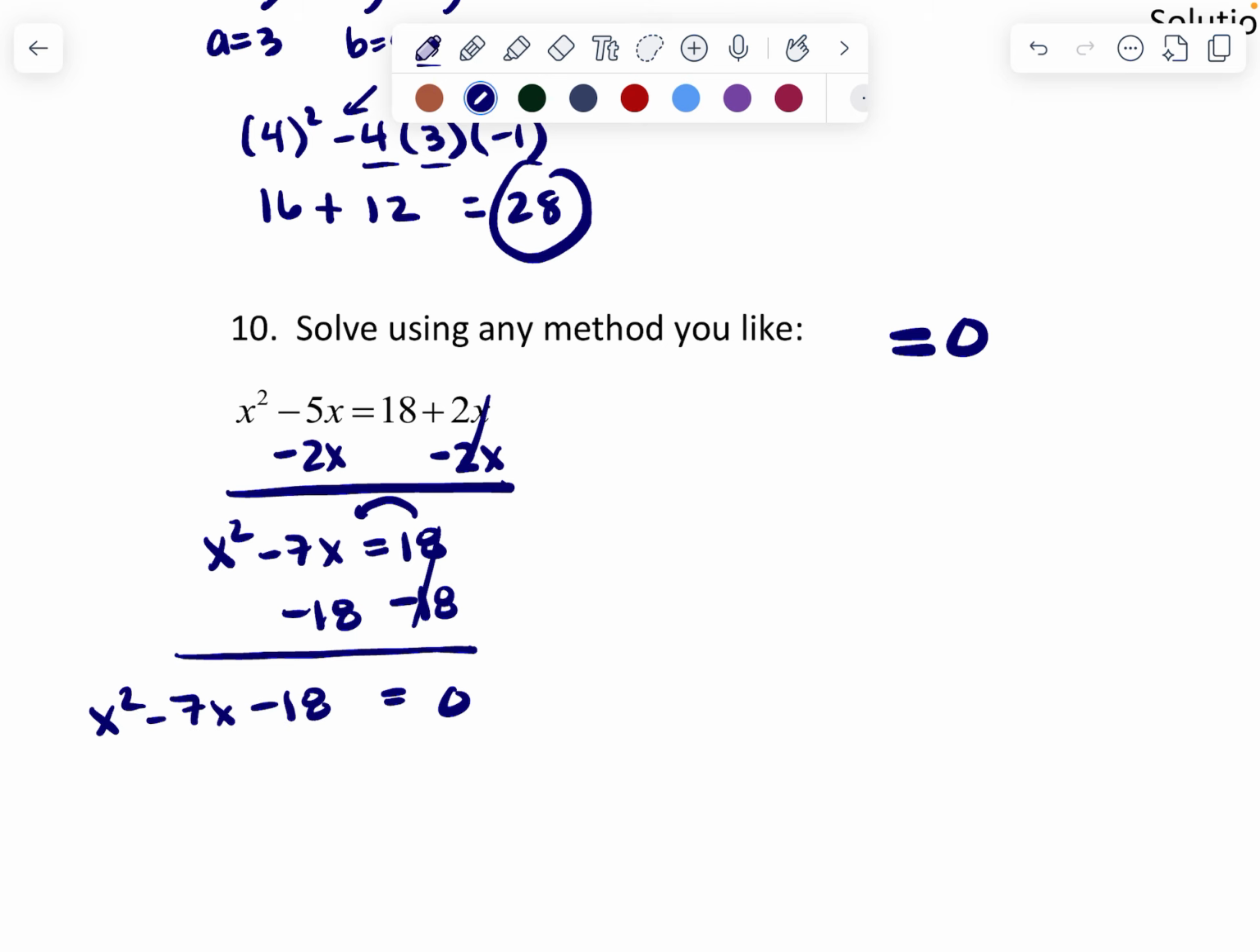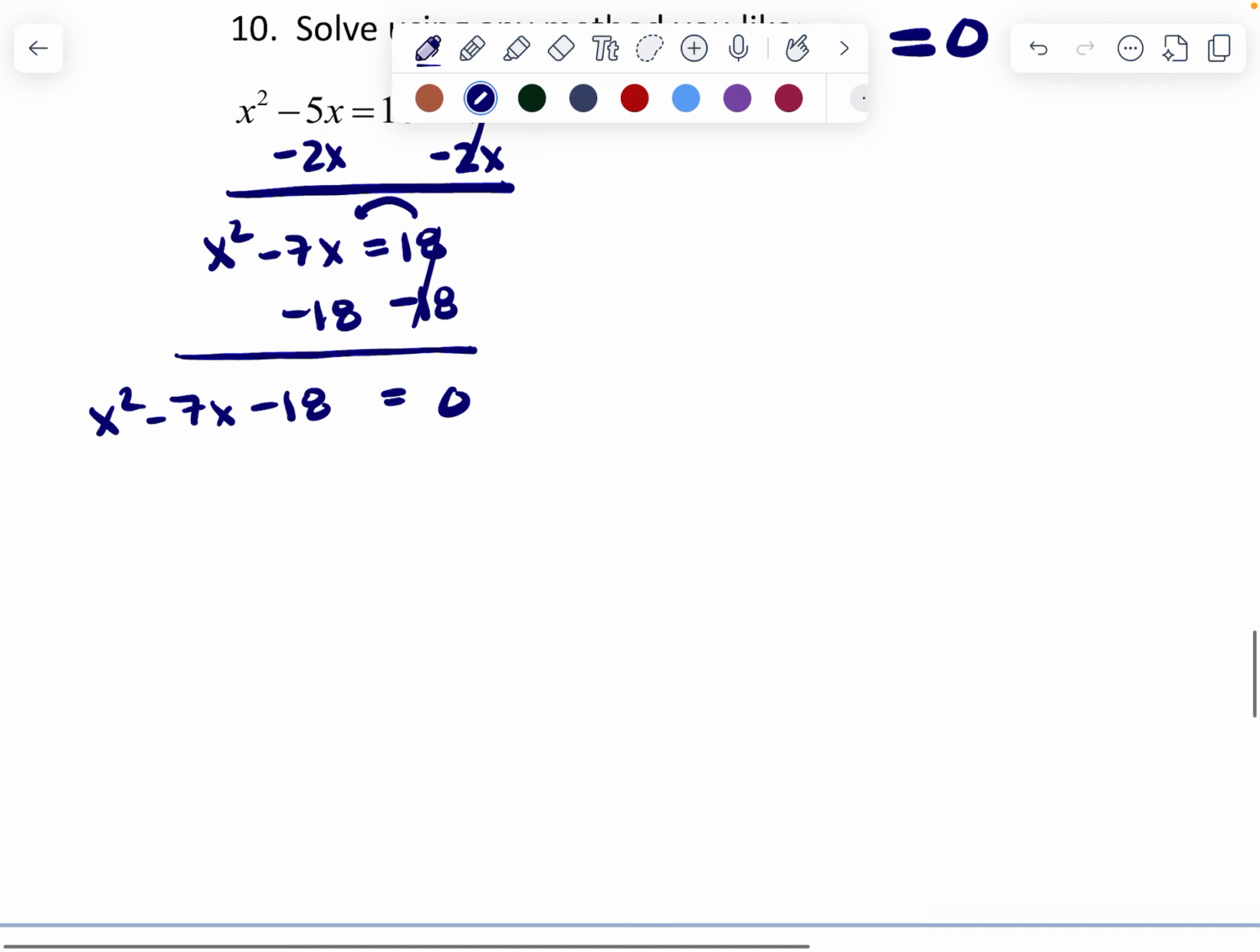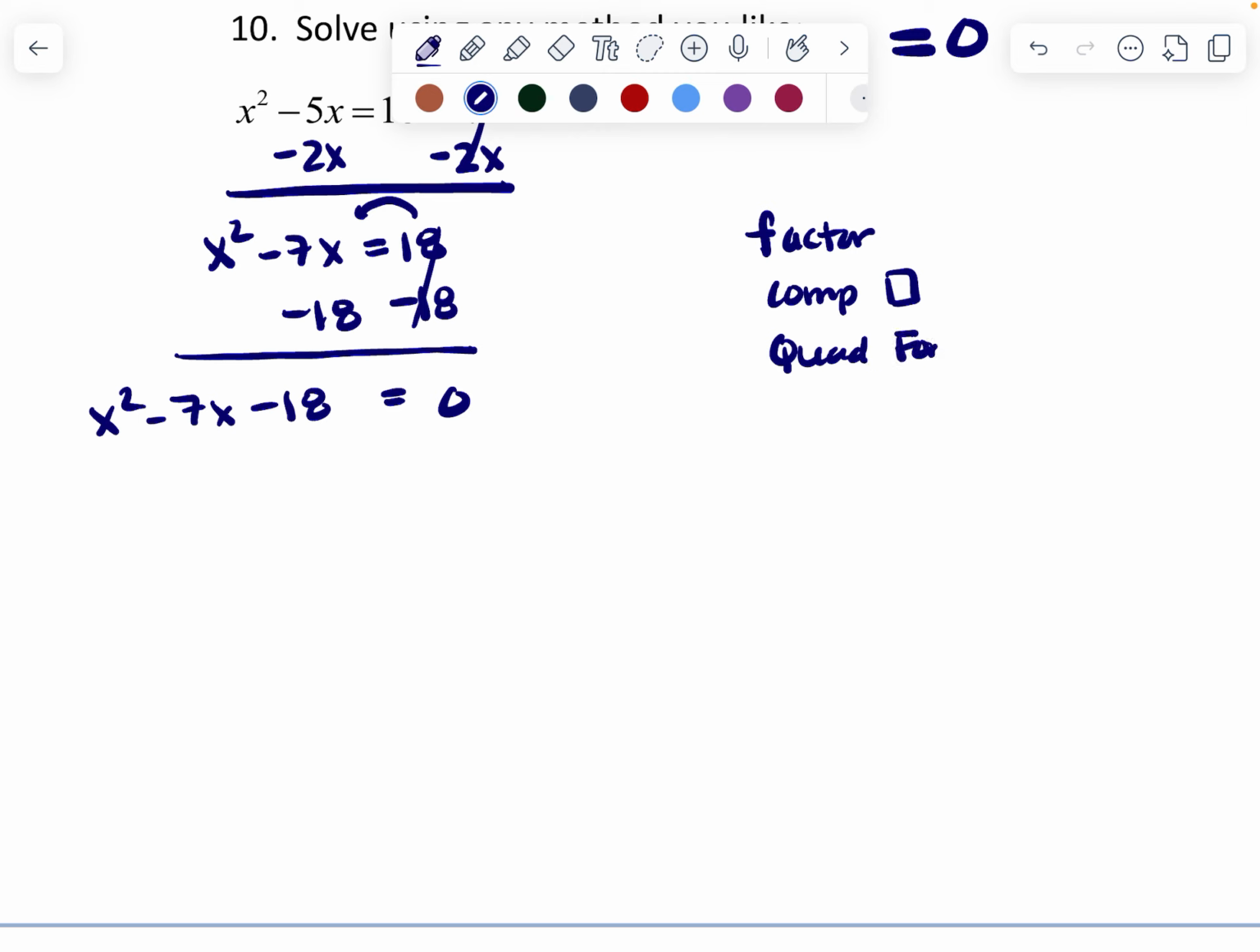Okay, now look, how do you want to solve this problem? You have choices. You can try to factor, you can complete the square, you can try to do quadratic formula. It's really up to you at this point. But you guys, if I were you, I would always try to factor first. It's definitely the easiest, okay? So let's see if we can factor this. I have 1, 2, 3 terms, okay? So I'm going to do the big X method. So I need 2 numbers that multiply to give me negative 18 and add to give me negative 7.